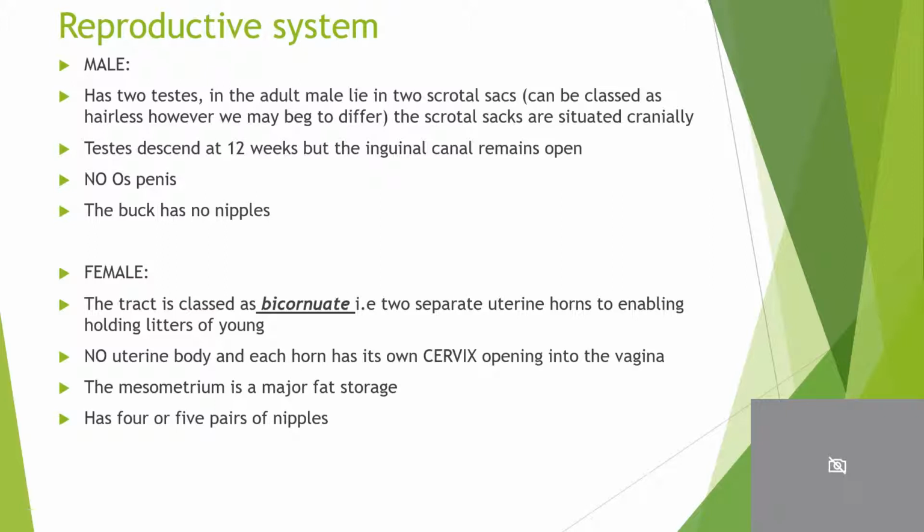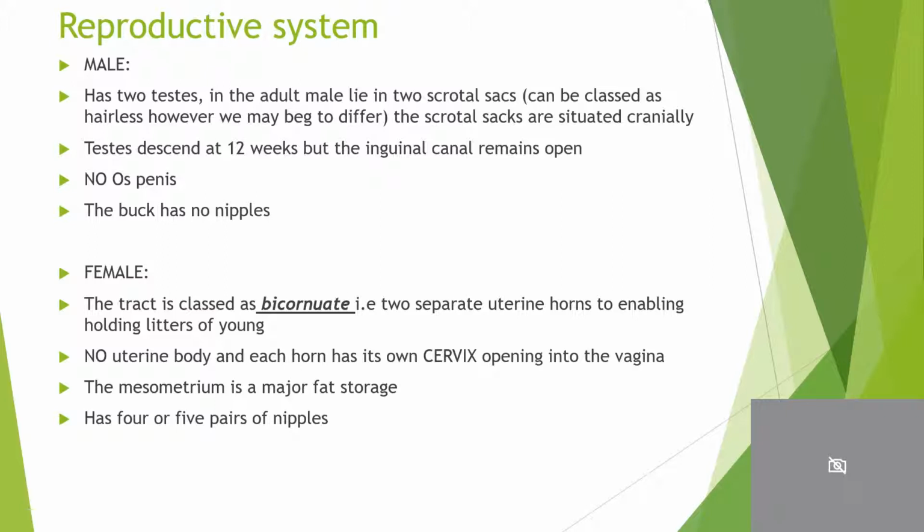The scrotal sacs do appear quite different in relation to that of the cat and dog because of where they are situated from a cranial point of view, but also because they are quite elongated in their shape. The female. Again, the tract is classed as bicornuate, so it has 2 separate horns, and again this enables it to hold litters of young.